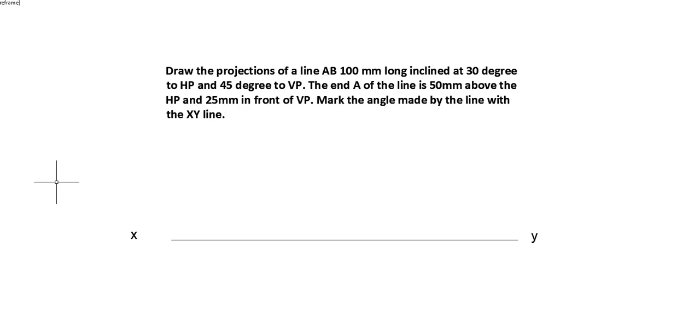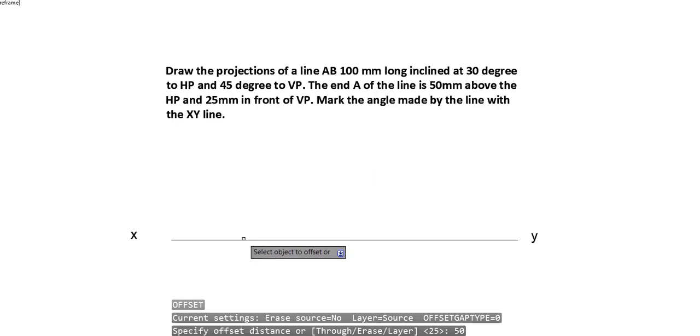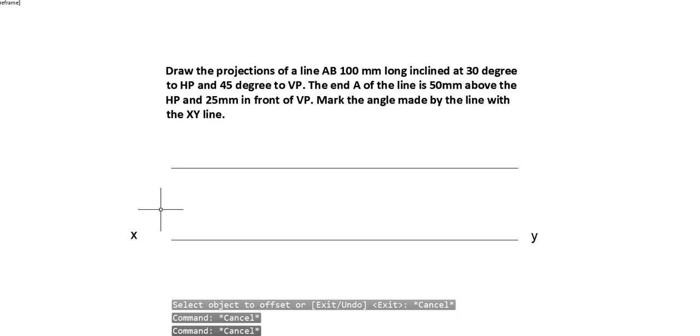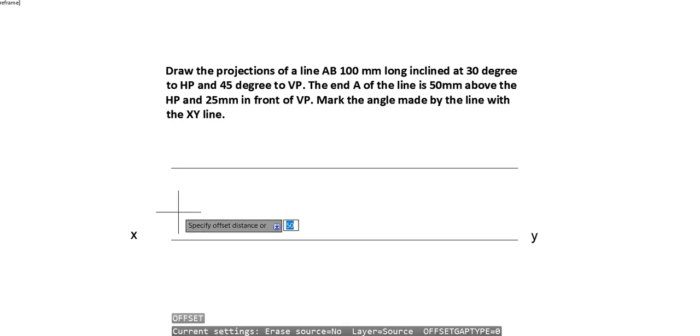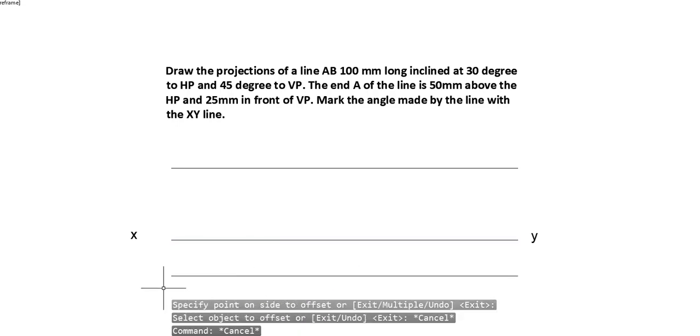So the first thing I would do is mark the location of the point that is already given. In our case, what we have here is the location of point A, and it is 50 millimeter above HP. So I will draw a reference line 50 millimeter from the XY line. It is also 25 millimeter in front of VP. This means that it is in the first quadrant. So again I am drawing a reference line 25 millimeter towards the bottom of the XY line, a reference line so that I can locate A.